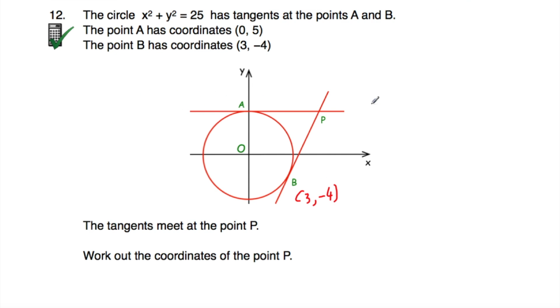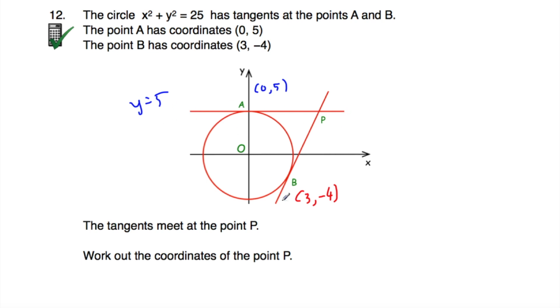Okay, so let's start off by finding the equation of this horizontal tangent, this tangent at the point A. The point A is the point with coordinates 0, 5, so it's 0 across, 5 up. And if we have a look at the tangent, all of those points will have a height of 5. So that means that's the line y equals 5. It's a horizontal line that passes through 5 on the y-axis. It's the line y equals 5. So that's the equation of that tangent.